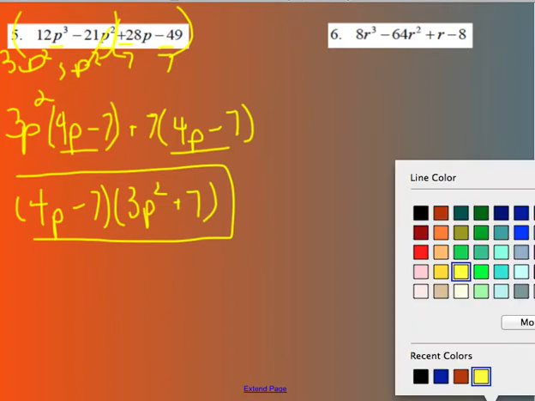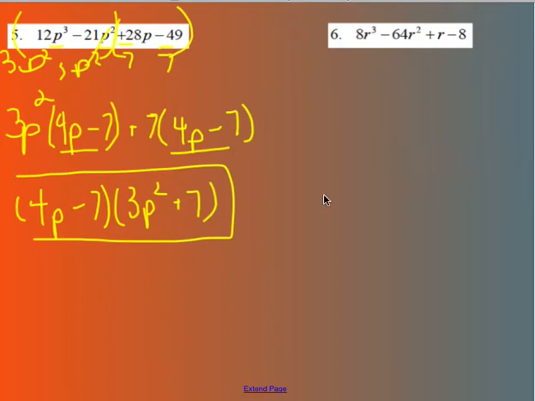Let's take a look at number 6. So for number 6, we're going to make our two groups. Between 8 and 64, you can actually divide out an 8. Between r to the third and r squared, we can take out a full r squared. So now I'm dividing each of those terms by 8r squared. Well, 8 divided by 8 just gives me 1, and so I'm just going to leave it. R cubed divided by r squared is just r. Negative 64 divided by 8 is going to give me a negative 8, and then the r squareds will cancel.